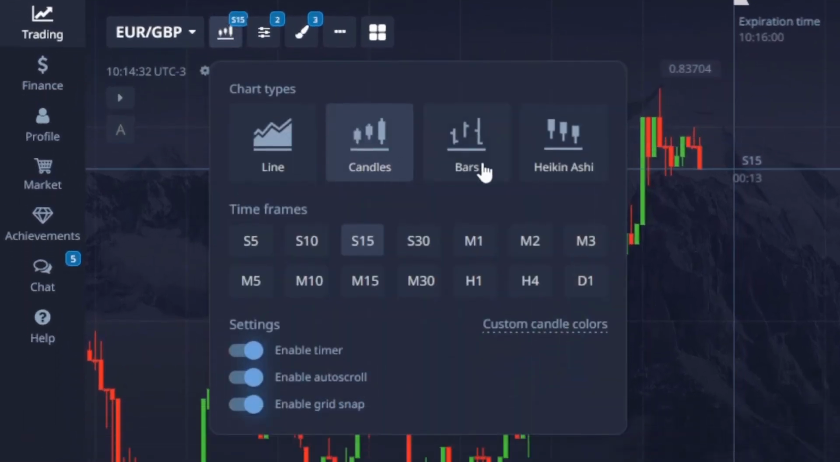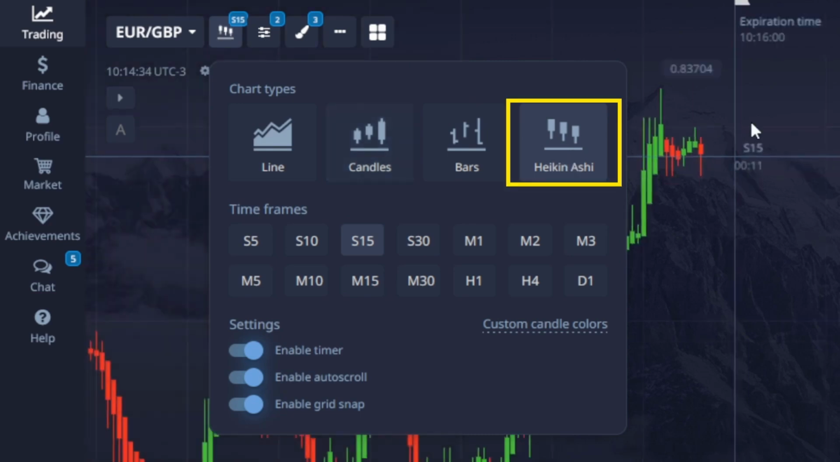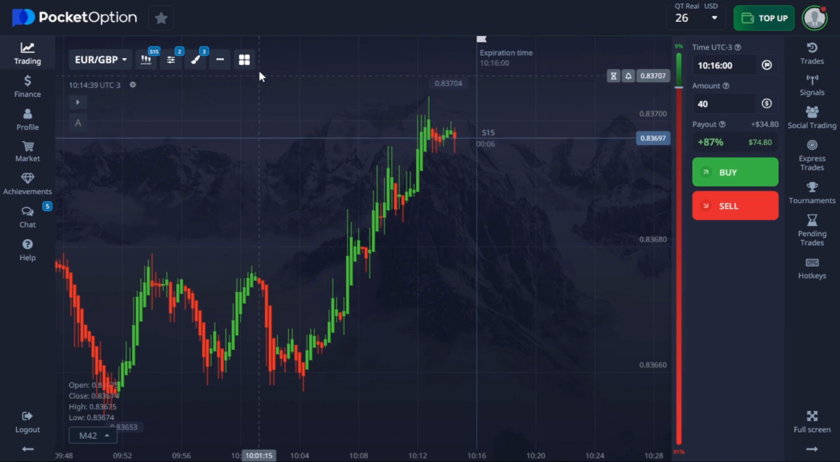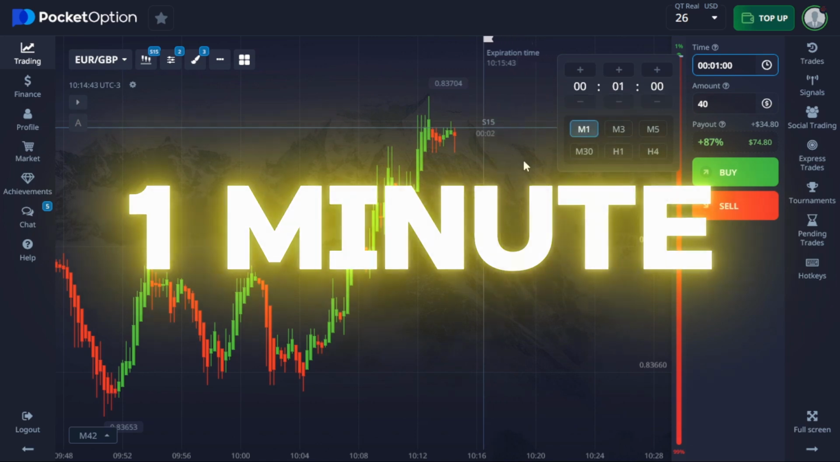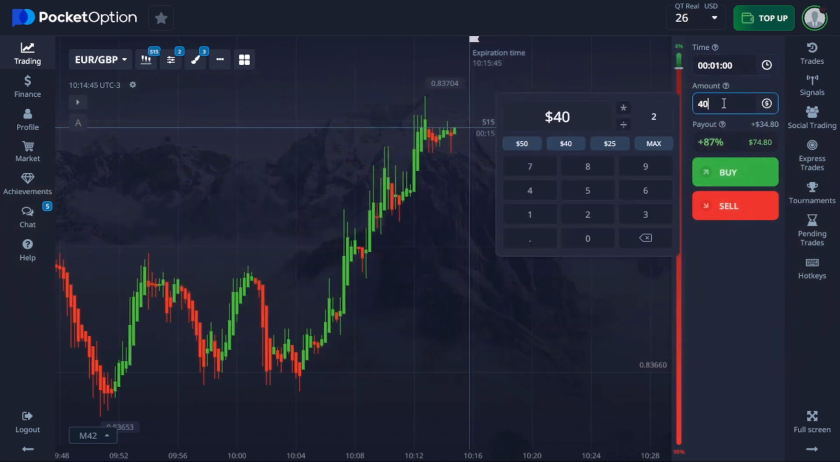Okay, set to 15 seconds on time frame. This is the time frame we will be working with, and the expiration will be set to 1 minute. Let's track the process and get started. My initial trade amount is $15. With everything ready, let's look at the indicators.